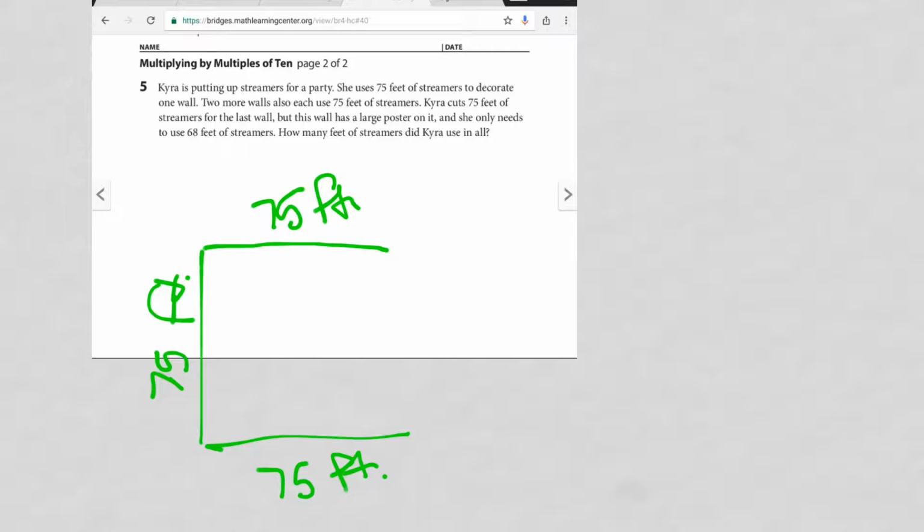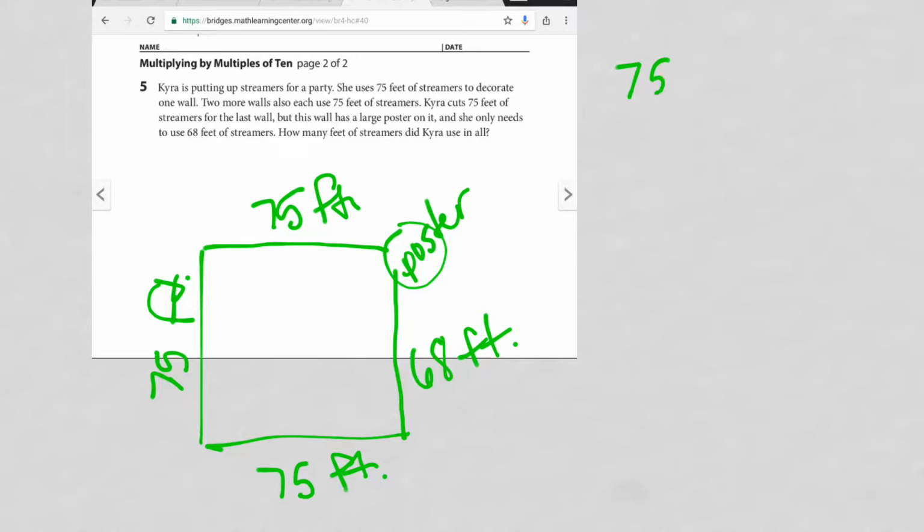And then it says for the last wall that she cut 75 feet, but it has a poster, so she only needs 68 feet. So I'm going to pretend that the poster is in the corner. And right here, this is the poster. Now it wants me to figure out how many feet of streamers Kyra used in all. Well, I could do 75 times 3, I'm going to put that in parentheses, plus 68.